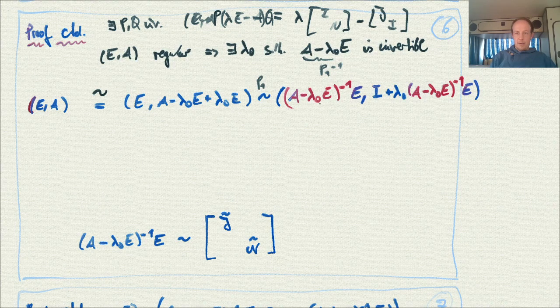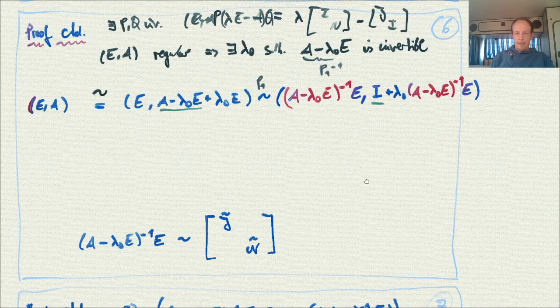And this gives us this part, and then we see that, so here if we apply a minus lambda 0 to that part, we will get this identity here, and well, this lambda 0 can go through that, and that's what we have there. Okay, so I hope you can all agree that certainly EA is similar to this matrix pair.